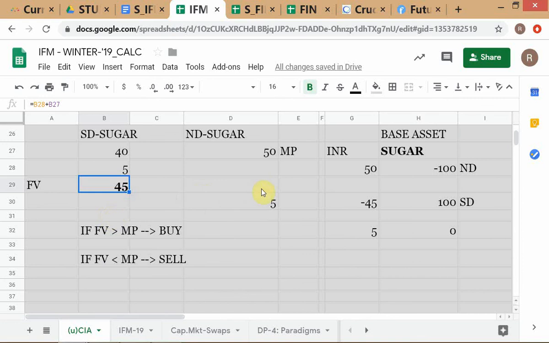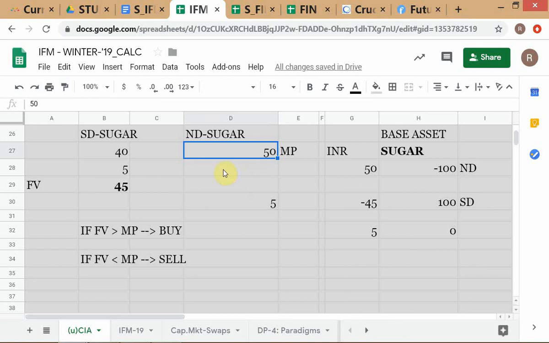Basically, you asked yourself: this is obviously the natural market price that I'm looking at, but is there any other way for me to bring sugar to North Delhi at a lower price? That is what you're asking yourself. Can I synthetically create a sugar long position, if I believe that the fair value is lower and I'll be looking to sell? Can I synthetically create a sugar position in the North Delhi market?